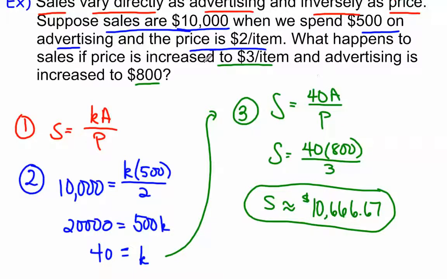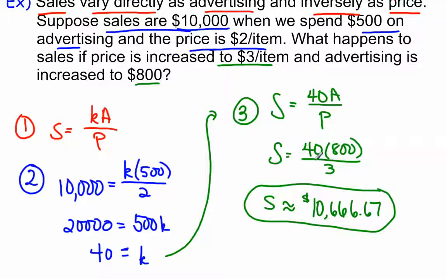Now, what happens to the sales if the price is increased to $3 an item and advertising is increased to 800? Maybe you had some additional costs from your suppliers and you have to increase your price. You convince the boss, hey, we spent a little more on advertising, it's going to offset it. Well, are you going to be right or not? Is the boss going to be happy?